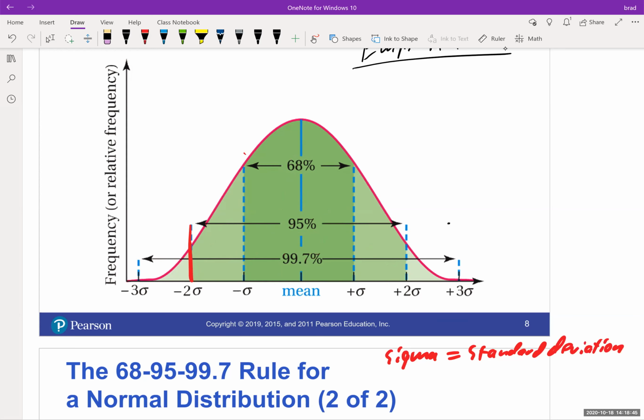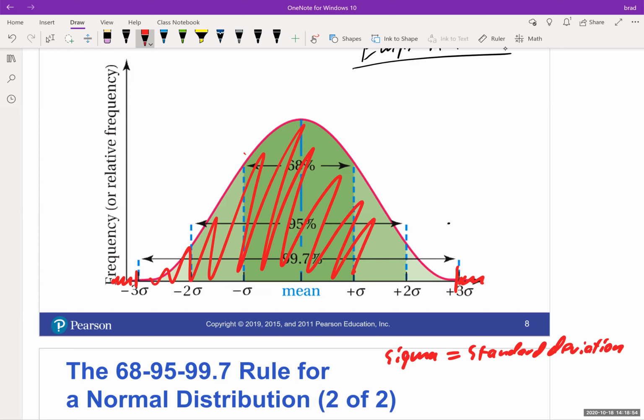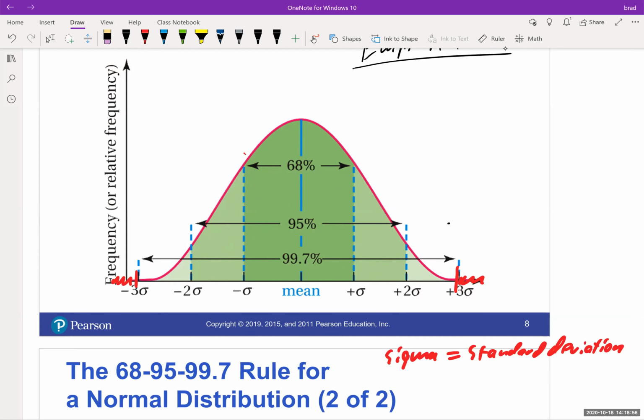Okay? And then they say, if you go way out here, there's hardly any area left. Notice there's hardly anything over here on the sides. They're saying in between here, 99.7%, almost 100 of the 100 scores, will be between -3 and 3 standard deviations, or within 3 standard deviations, plus or minus.